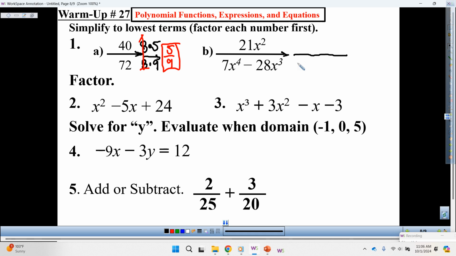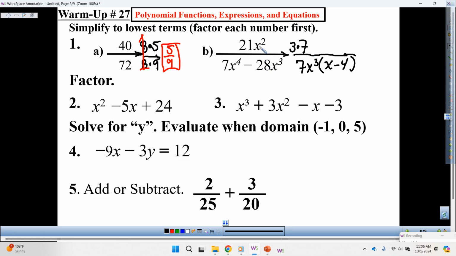So these two can be divided by 7, but both of these also have x cubed. So that's my GCF. GCF is x cubed and 7. So if we divide that by 7x cubed, we're left with x minus 4. Are we doing okay? Yes? All right. However, let's factor the numerator. What two numbers multiply to give me 21? Everyone: 3 times 7. That is correct.